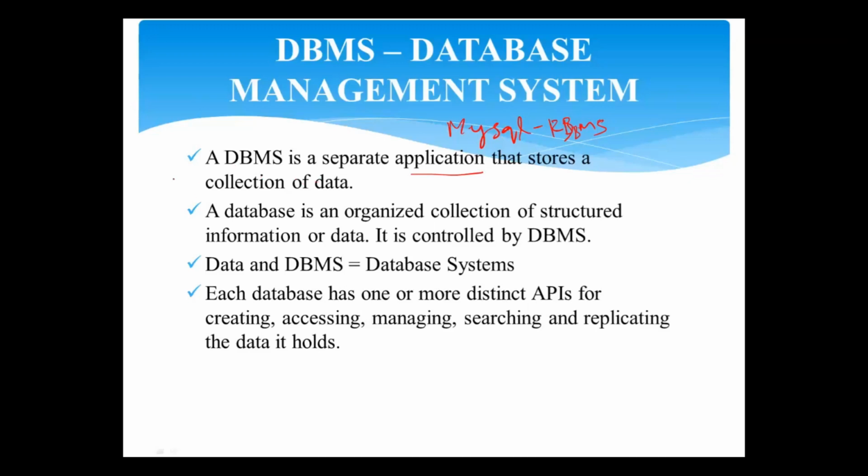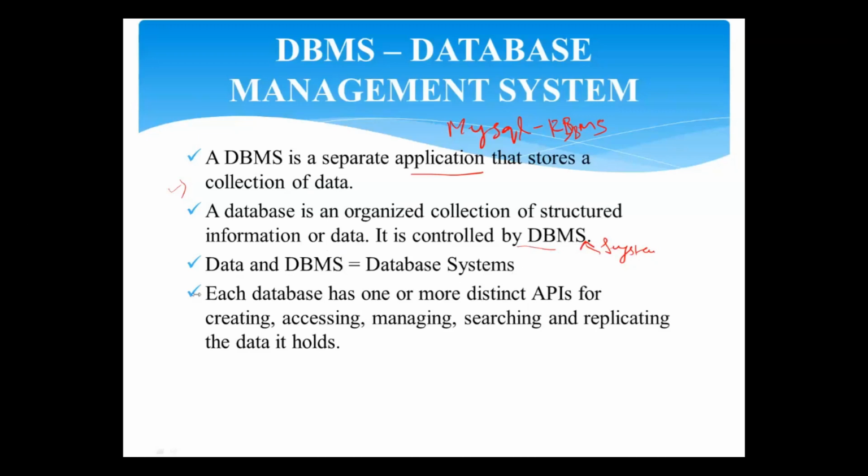What it will do is store data, like a storage space, a collection of data together. A database is an organized collection of structured information or data, which I have told, and it is controlled by the DBMS. This DBMS means the system, because it will not be like a plain application, right? It should also be controlled by some user and all. So all those information will be present. We can collectively call it a database management system. Data plus database management system is the database system.